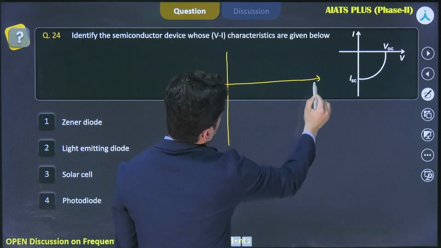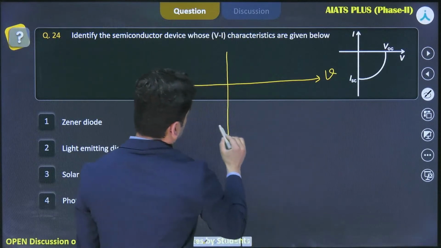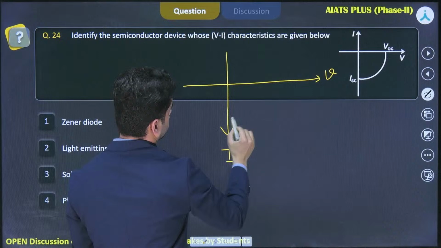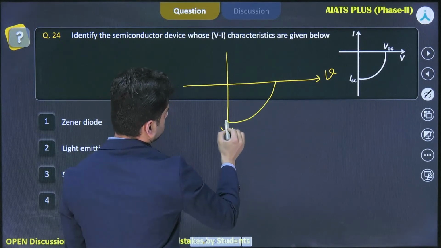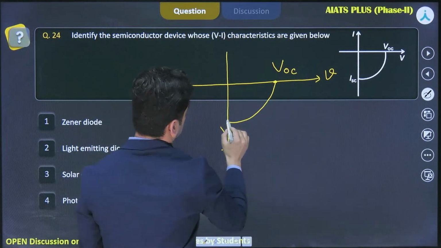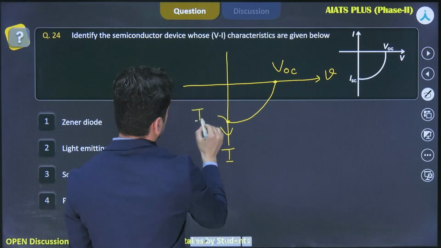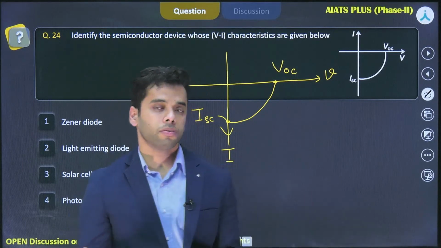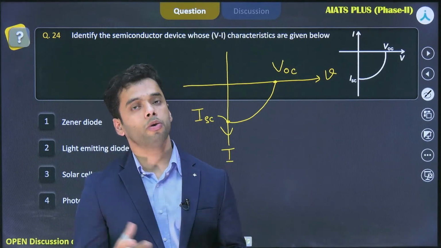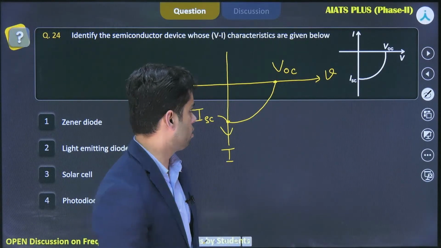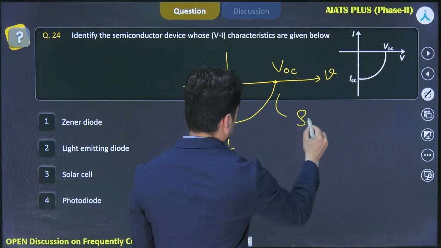So this is V and this is I, right? It is given something like this. This is VOC and this is ISC. Okay, so this is a standard question. You need to remember the IV characteristic for different devices, and this is the IV characteristic for a solar cell.